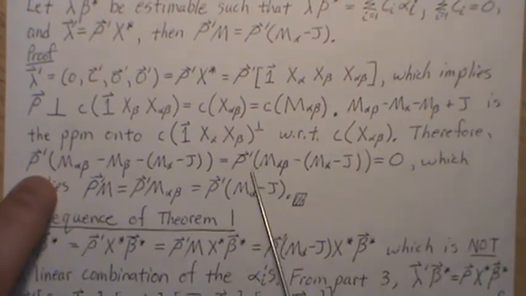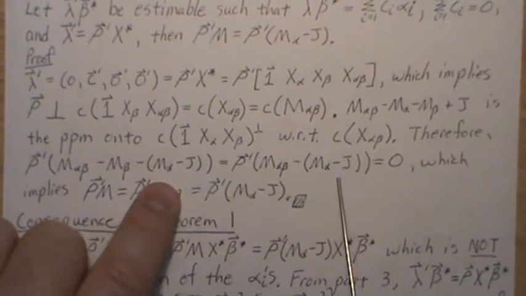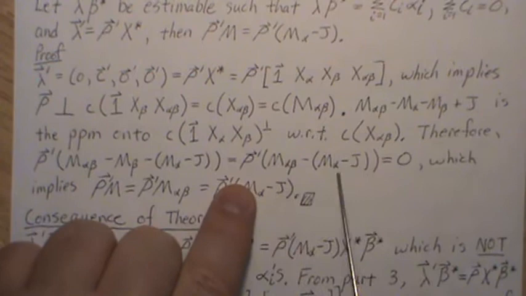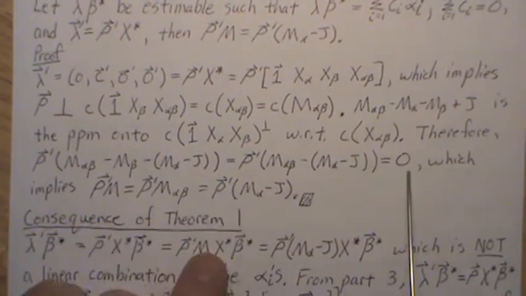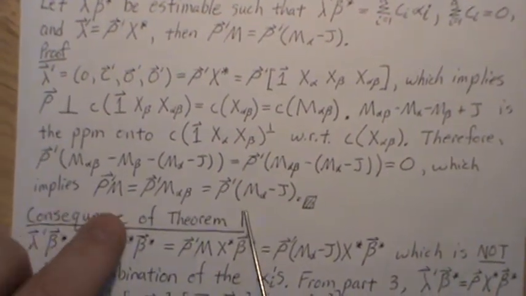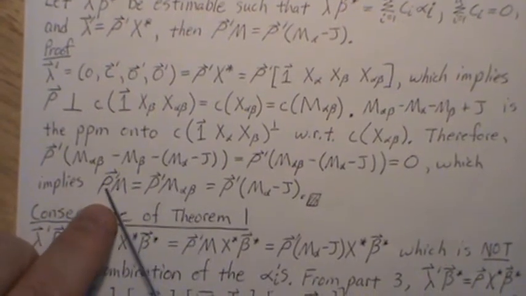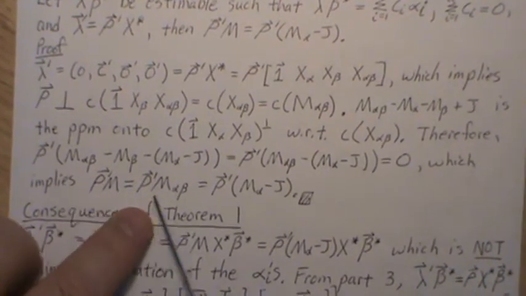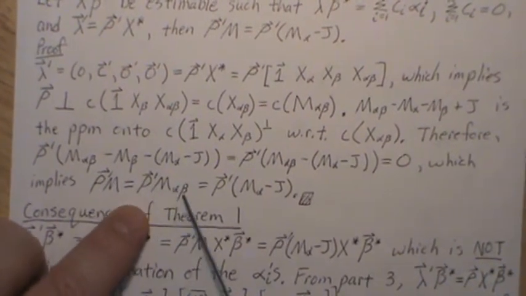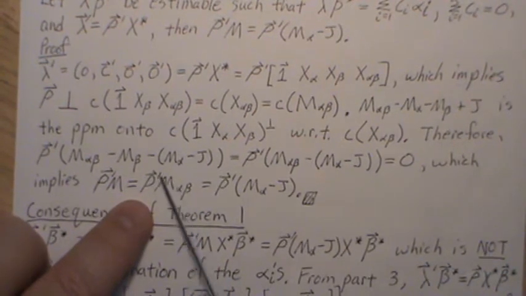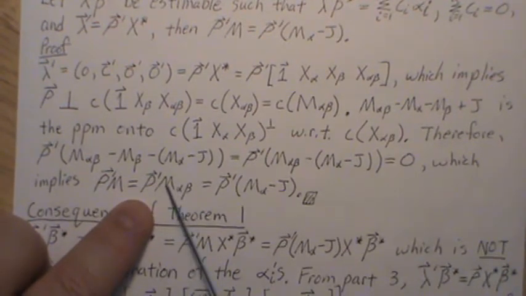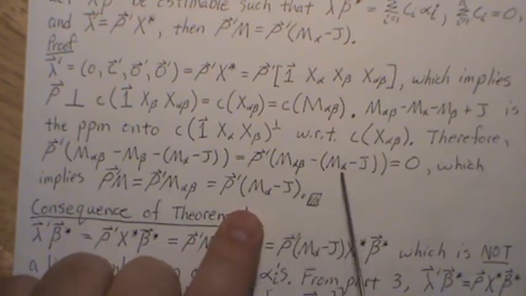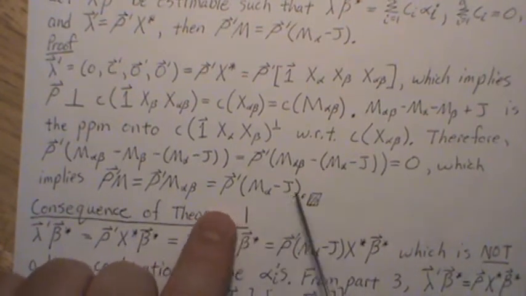And so we get this times this, right? So if we multiply that in and then take this piece to the other side, this implies that rho transpose M, and M and M alpha beta are equal, it's the same perpendicular projection matrix, is equal to this, right? Based on that. And that's what we wanted to show.